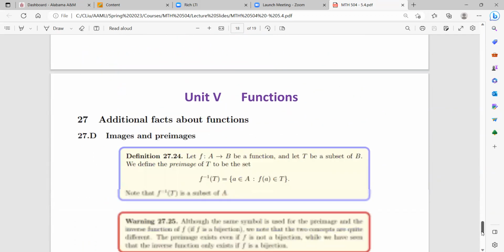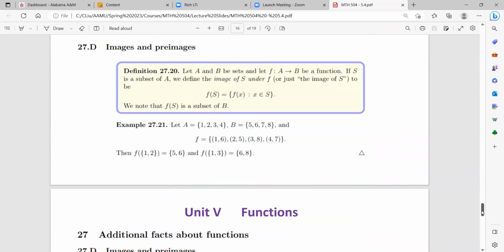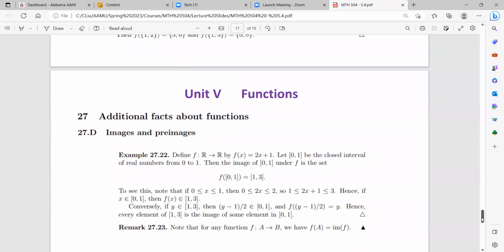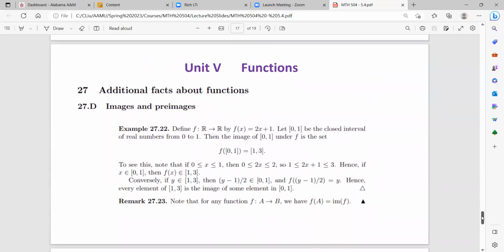Okay, I think we can do another example. This example is defined from R to R by the rule f(x) = 2x + 1. So that's a linear function. Let's assume the closed interval from 0 to 1 is all the real numbers from 0 to 1, including 0 and 1. And then the question: what's the image of this subset of R? This interval is a subset of R. What's the image of that?